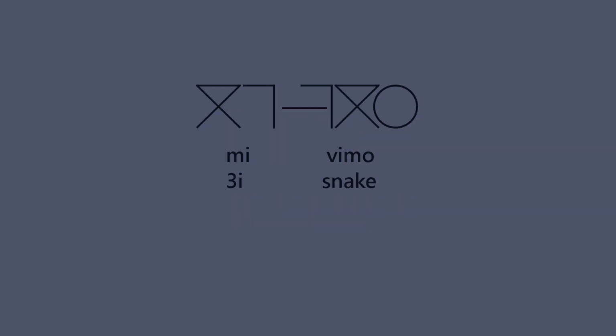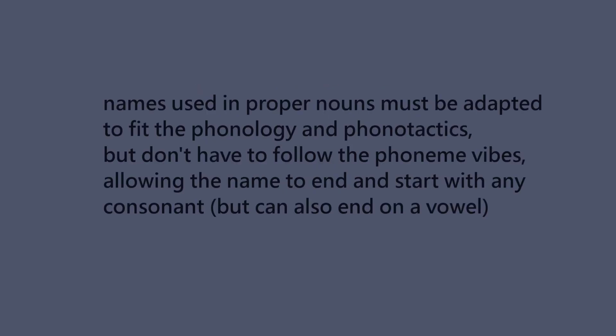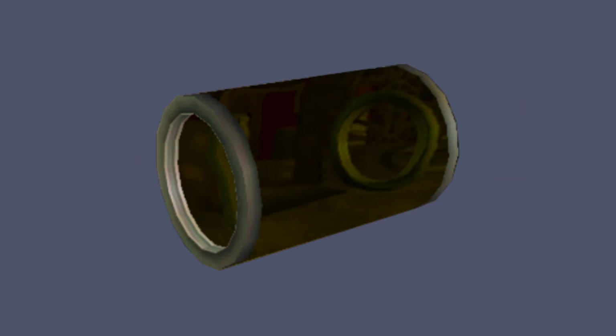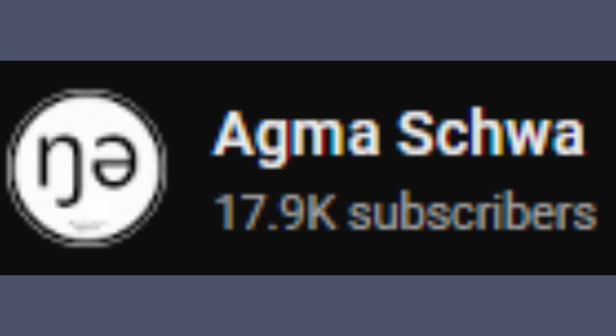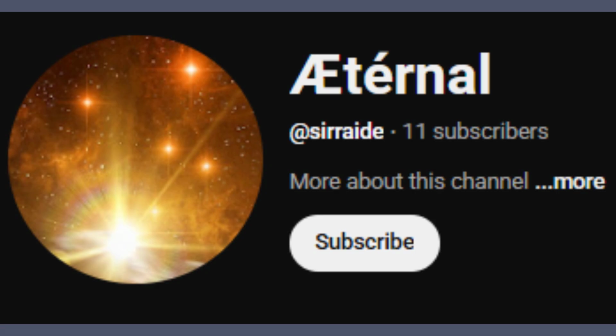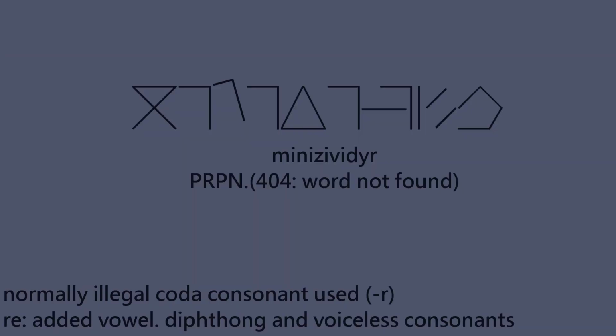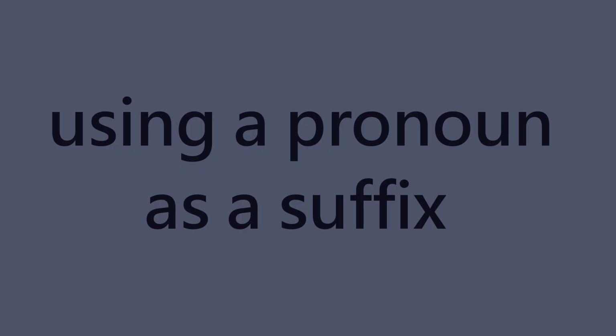Proper nouns are created by taking a noun and adding its pronoun as a prefix. Names used in proper nouns must be adapted to fit the phonology and phonotactics, but do not have to follow the phoneme vibes, allowing the name to end and start with any consonant, but can also end in a vowel. Now, let's do this with a few names, going from least to most adaptation needed. Zoe becomes mezeve, Agmashwa becomes magamaza, Eterno becomes medernal, and Nice Fighter becomes minizividor, using a pronoun as a suffix.